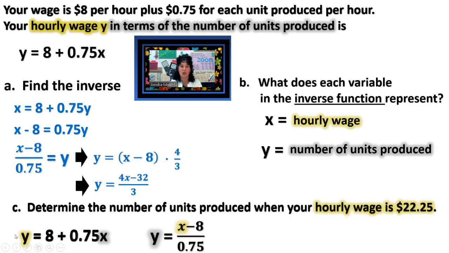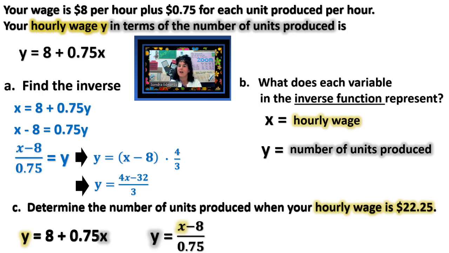In the first equation, we would be replacing the y with 22.25, but in the second equation, we would be replacing the x with 22.25. Notice I went ahead and just left it in the original form that I had, but we could have used the simplified version.